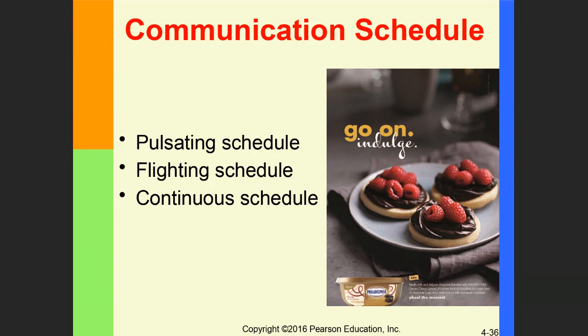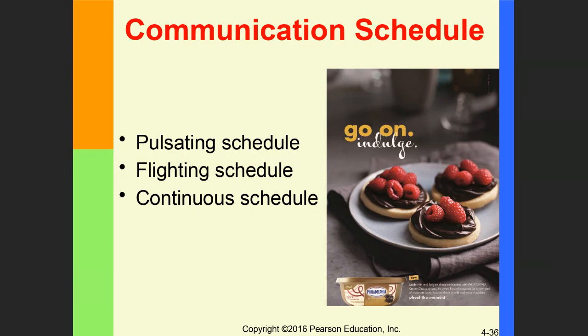I just wanted to highlight on this slide the communication schedules: there is the pulsating schedule, the flighting schedule, and the continuous schedule. The pulsating schedule is advertising that you do throughout the entire year, but sometimes you give it a push of more spending when it comes to occasions that are related to you. For example, you're selling ice cream. So in holidays or in summertime, you boost the budget, you spend more, because you know that the demand here is higher. In specific occasions, you just go and you push.